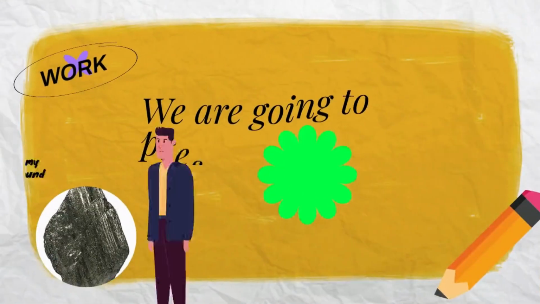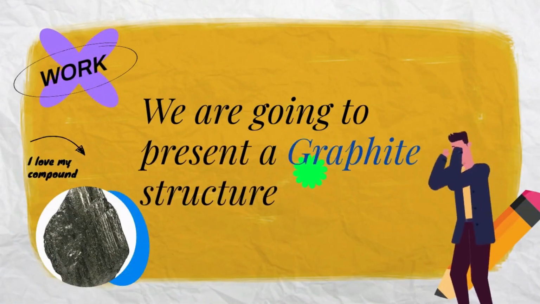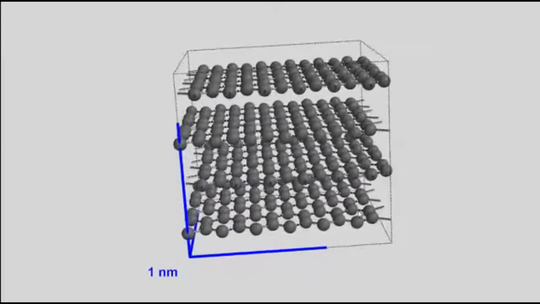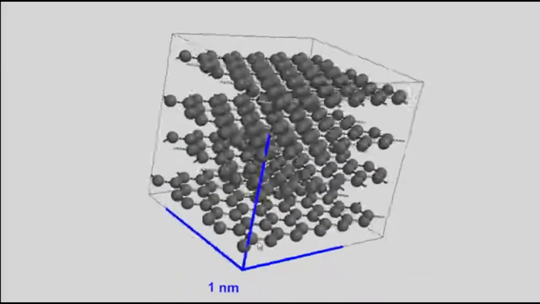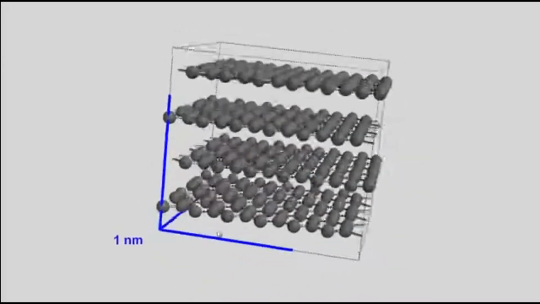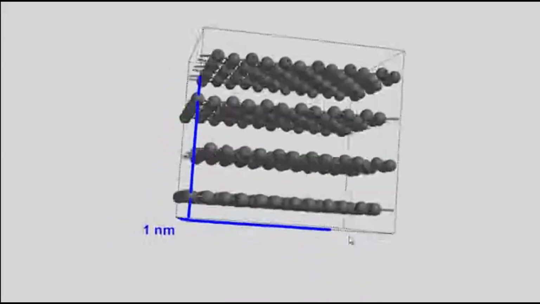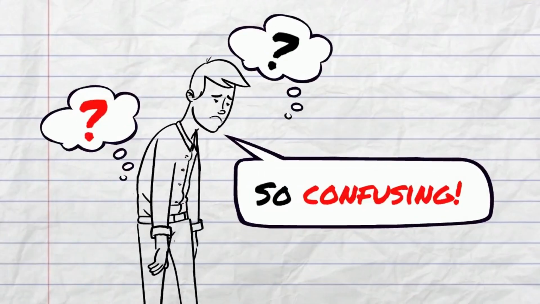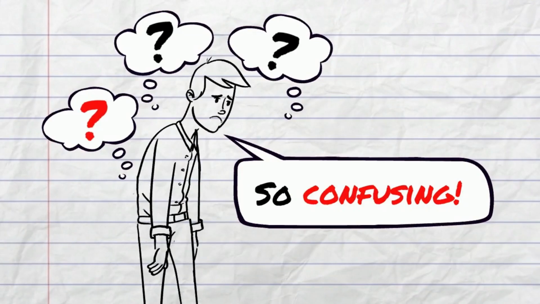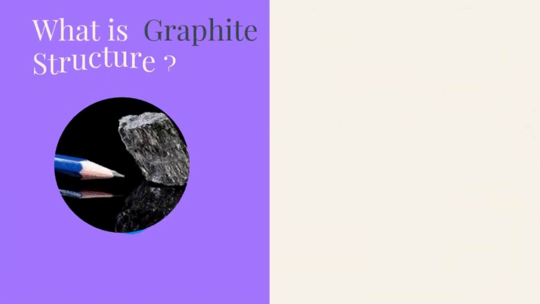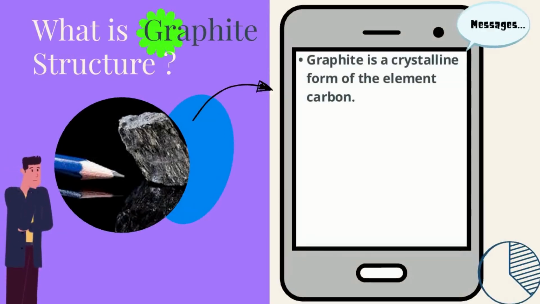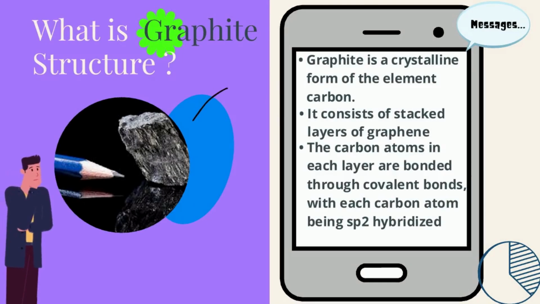We are going to present the graphite structure. What is graphite structure? Graphite structure is a crystalline form of the element carbon. It consists of stacked layers of graphene, and the carbon atoms in each layer are bonded through covalent bonds, with each carbon atom being sp2 hybridized.